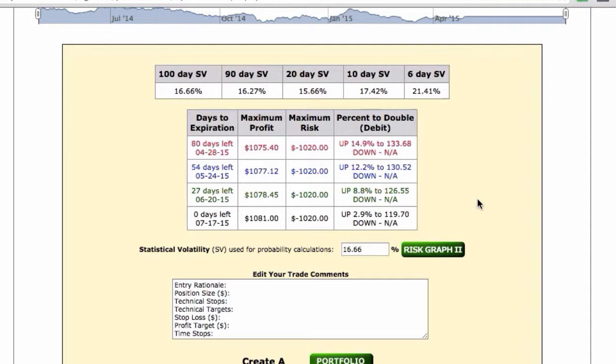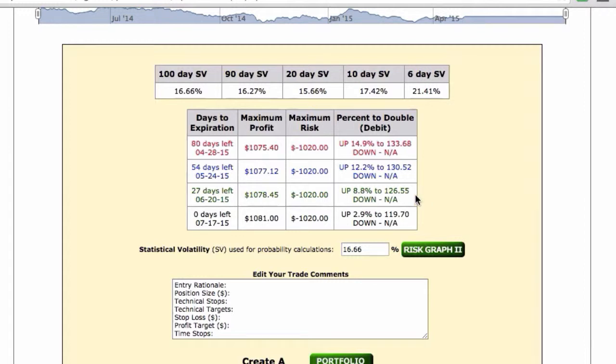So we can see, because we're using options, time is also a factor. Now, if we look down here where we have this green section, that is a time of about the 20th of June, when we have roughly 27 days left to options expiry. At that point in time, GLD needs to move up by a bit over 8% for us to yield a 100% return on investment.